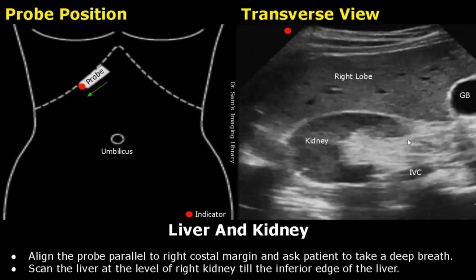This hyperechoic structure is the renal sinus fat. This is the gallbladder, and this small anechoic structure is the IVC. There are some differences in individuals regarding actual locations of these organs, so probe positioning and protocols may be a bit different in different patients.